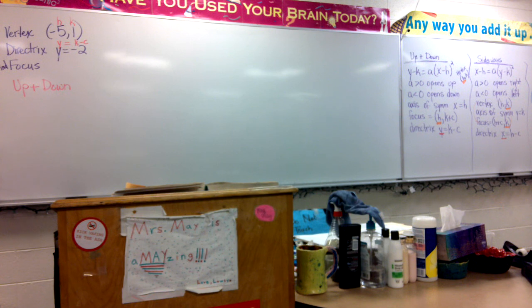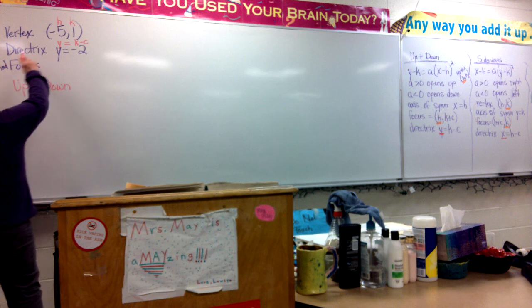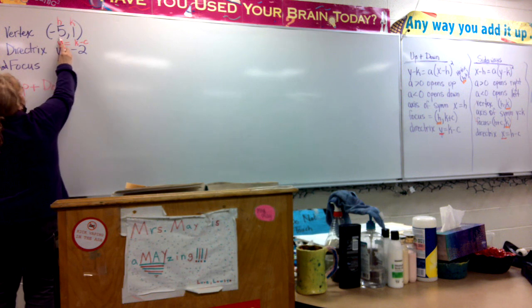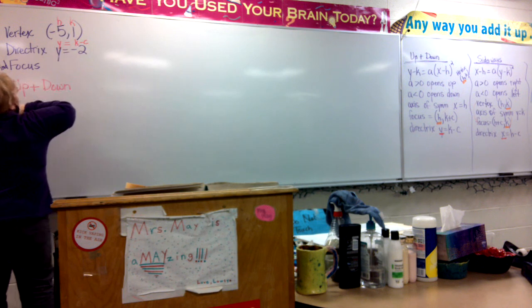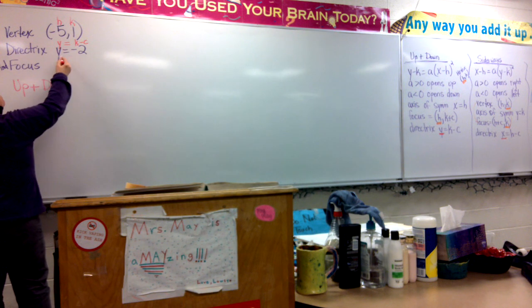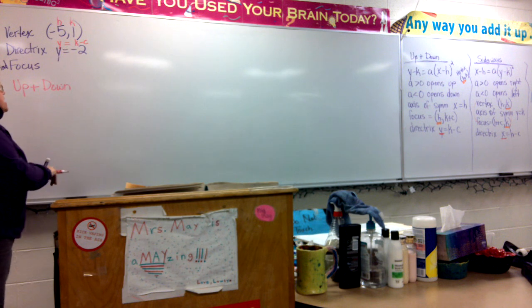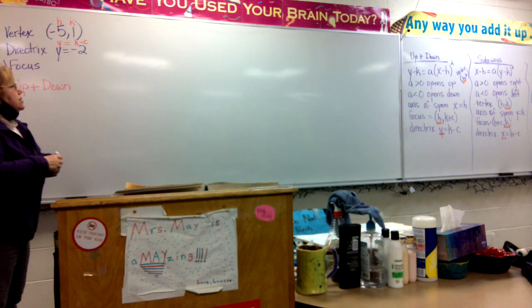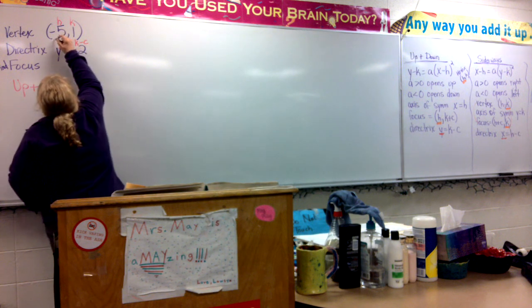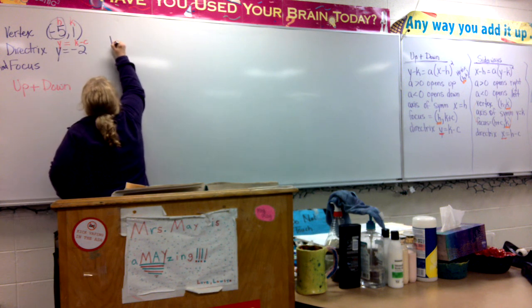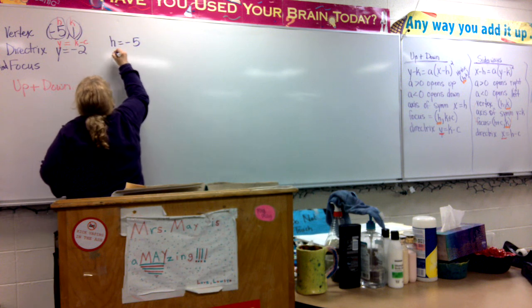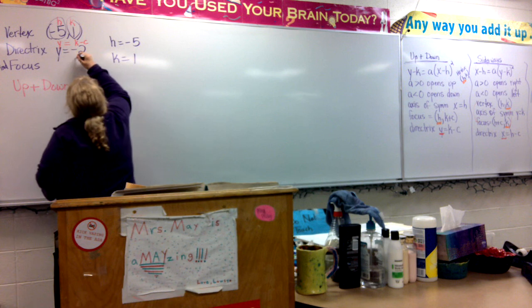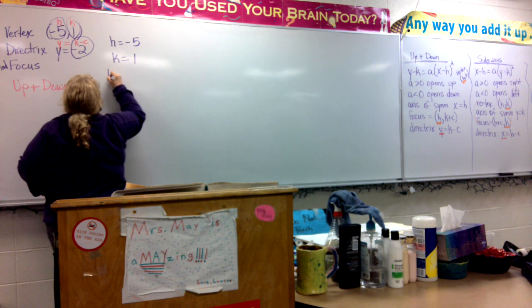What I recommend you do on your paper when you're doing these in the assignment is to write it down just like I did. The vertex is negative 5, 1. And then label it in another color, (h, k). The directrix of an up and down, y equals k minus c, and label it. Now, what do we know? h equals negative 5.